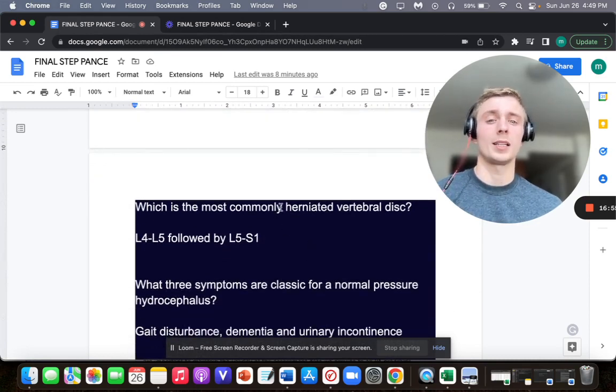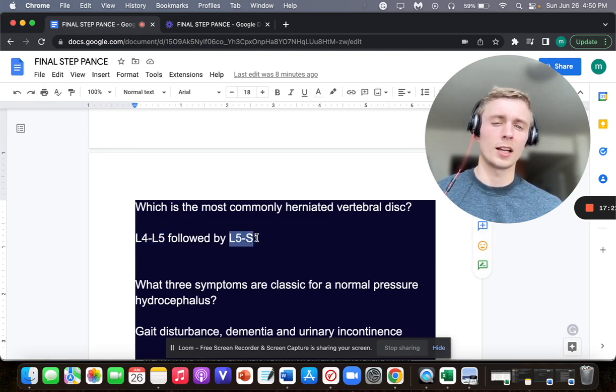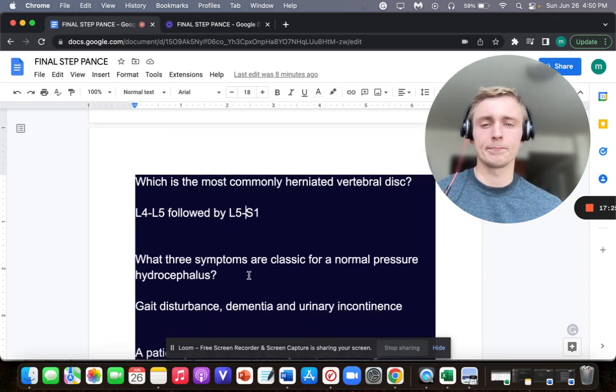Which is the most commonly herniated vertebral disc? So it's most common to herniate L4 and L5, followed by L5 and S1. So I always thought that L5 and S1 was the most commonly herniated because it was the gap between the mobile lumbar spine and the sacrum, which is more fixed. However, L4 and L5 is more common. But you would think L5 and S1 due to the mobility of the lumbar compared to the sacrum.